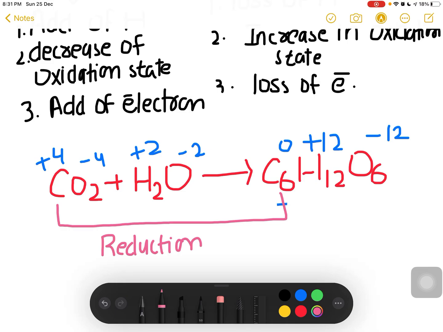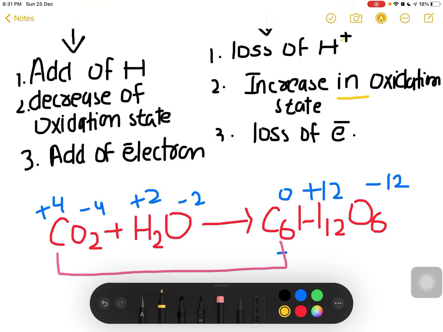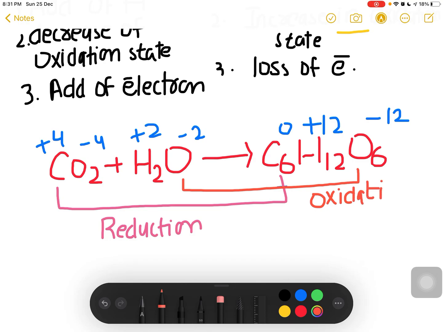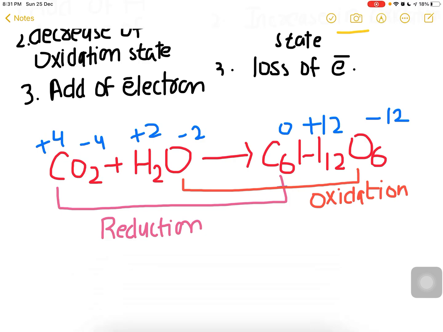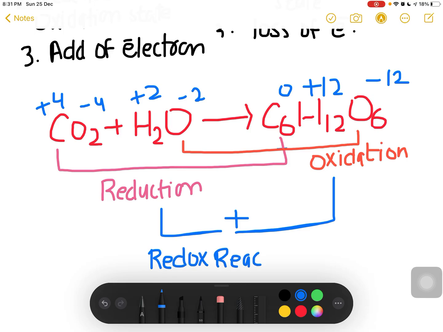As you can see over here, oxygen is -2. Now its oxidation state has been increased from -2 to -12, right? It means, as we have studied, if there is an increase in oxidation state, it means there is oxidation, right? So over here, oxygen -2 to -12, this is oxidation. So as you can see in the photosynthesis, reduction and oxidation both take place. This is known as redox reaction.